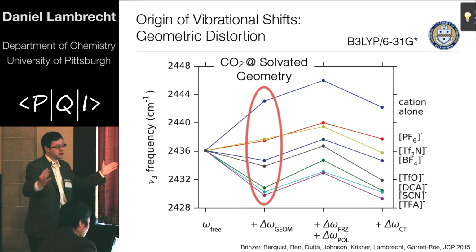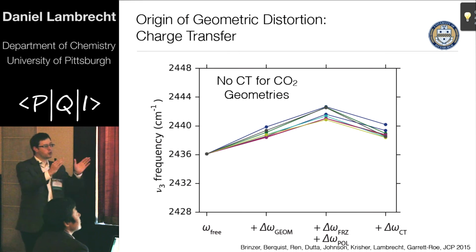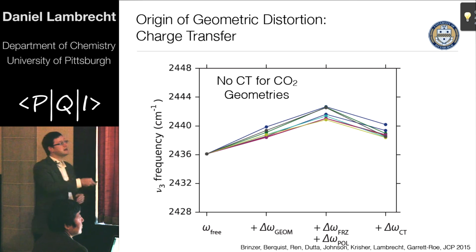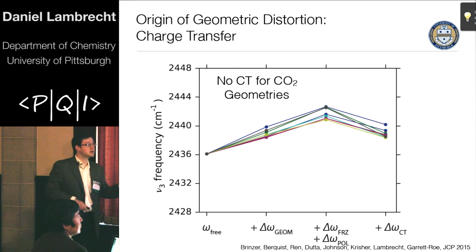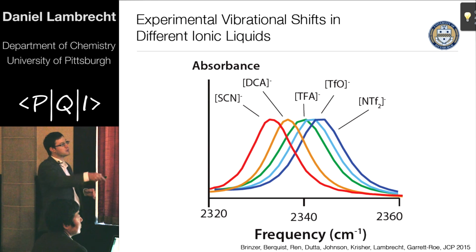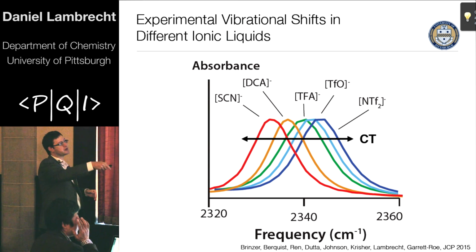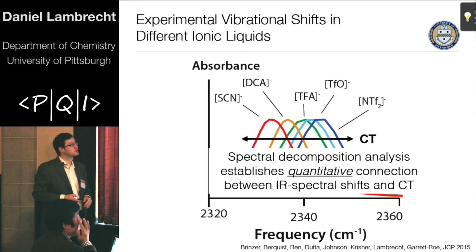So you might think, okay, well, that's the end of the story. But with the projector technique, we can go deeper and ask, what determines the solvation structure of CO2? And we found out that it's basically the charge transfer that determines this geometry, the impact of the geometry on the vibrational spectrum. Because if we turn off charge transfer, you can see there's basically no differentiation between the vibrational signatures in different ionic liquids. So in other words, we are able to correlate the vibrational shifts directly with the charge transfer.